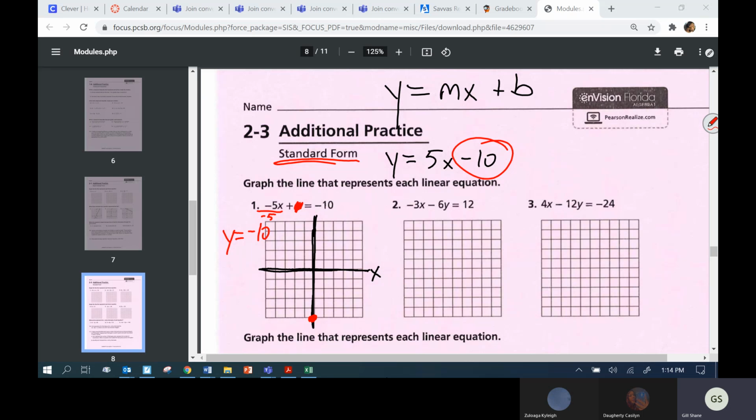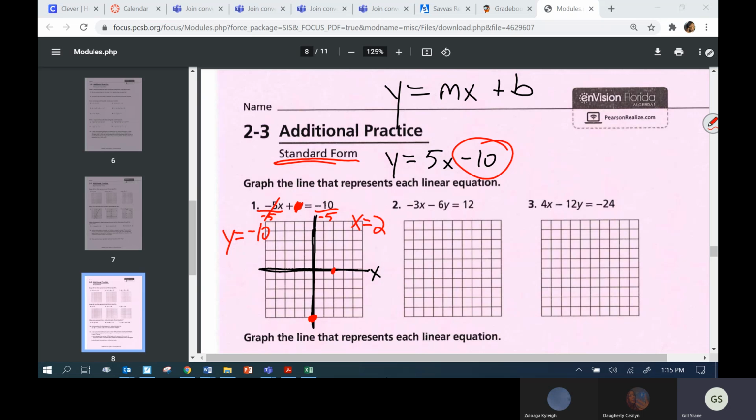So this you'll divide by -3. This you'll divide by -6. This you'll divide by 4. This you'll divide by -12. It will always work like that. So now we divide by -5, which means we divide by -5 here. So I get x equals 2.